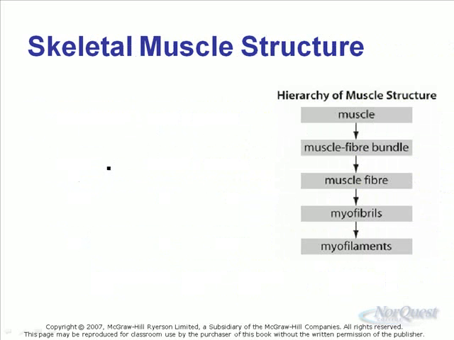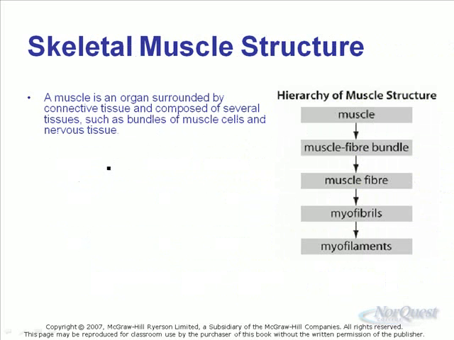Now, the structure of skeletal muscle, and you can see here on the right, there's a little hierarchy that's shown. A muscle is an organ composed of connective tissue and several other tissues, such as bundles of muscle cells and nervous tissue. So inside of a muscle, there's a whole bunch of different types of tissue. There's muscle tissue, there's connective tissue, blood is flowing through our muscles to provide it with ATP and nutrients. There's also nerve tissue and epithelial tissue as well.